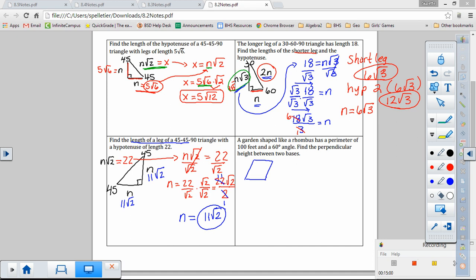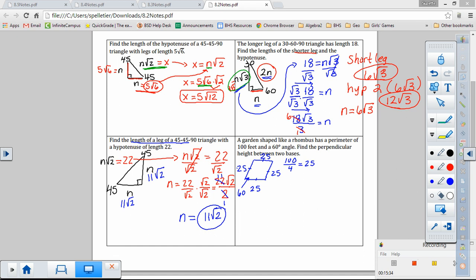And we know that the perimeter equals 100 feet. So knowing that a rhombus has all four sides equal, I have to take that 100 and divide it by four sides, and that gives me 25 per side. Okay? So I know that all the sides are 25. So 25, 25, 25, and 25. And then I know that there's 60-degree angles. So all the angles, or these two angles I should say, this one is 60 degrees.